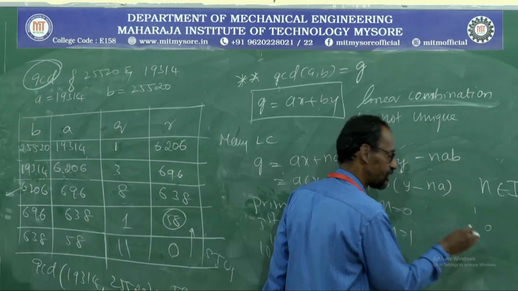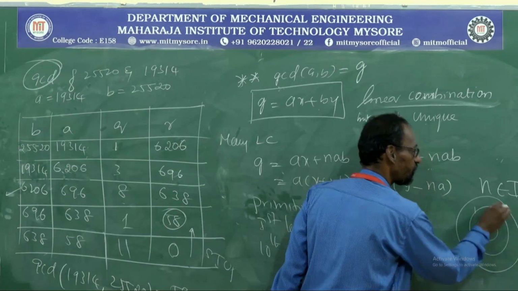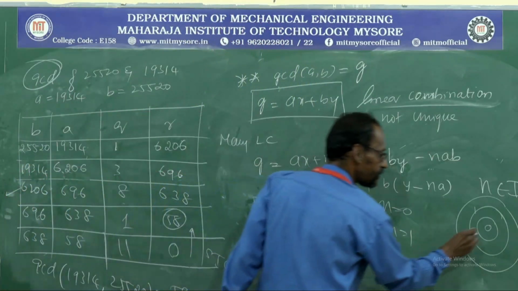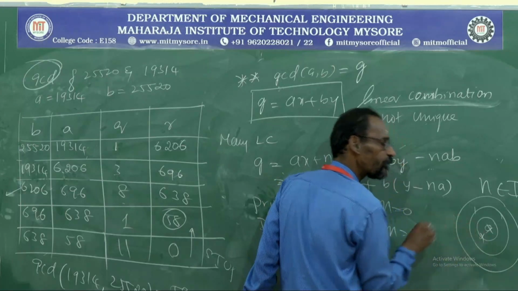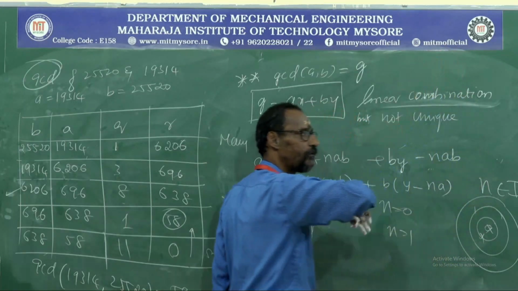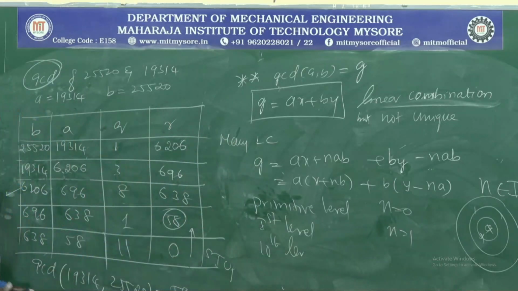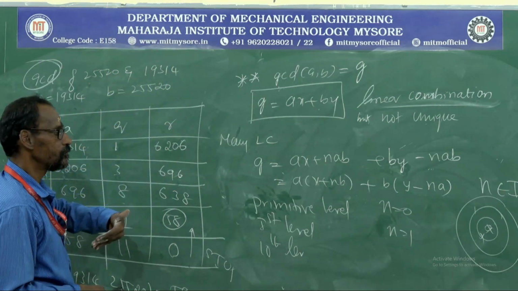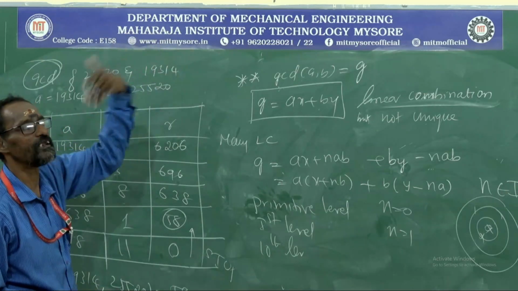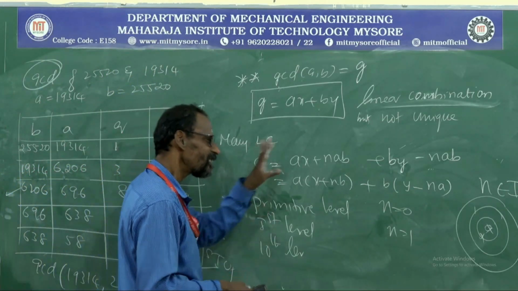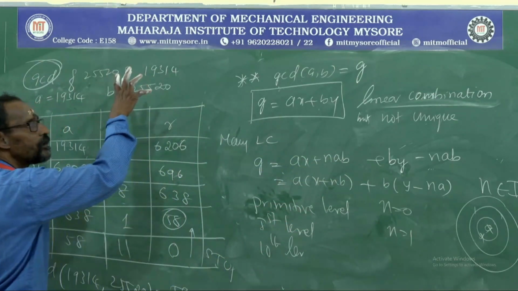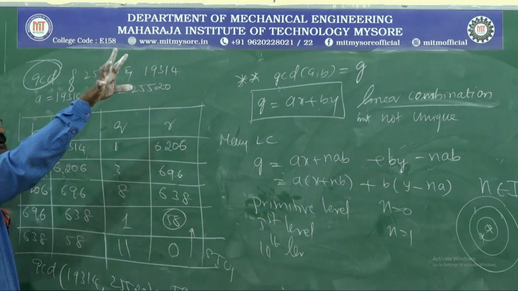You take a smaller circle: first level, second level, third level, fourth level. I can go to the 100th level. The lower levels you can easily break. When we go to the 100th level, it is not that easy to break. The security level will be too high when you have a higher level of linear combination representation. That is the beauty, and ultimately what you are dealing with here is an application of number theory.